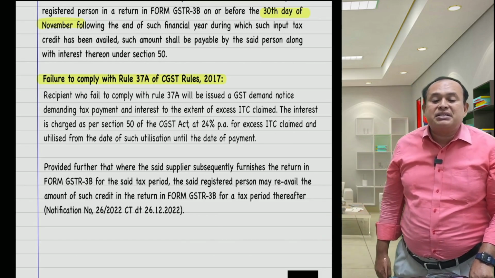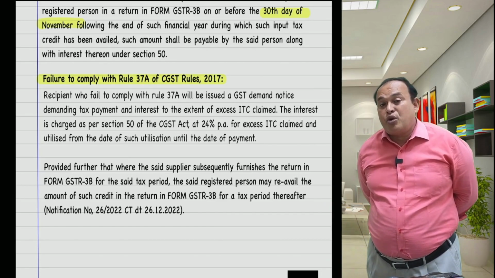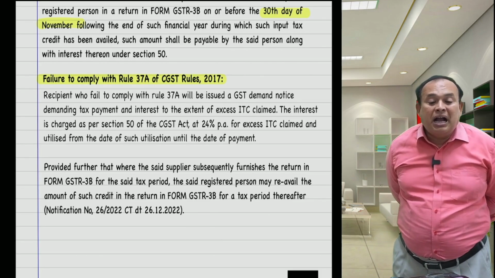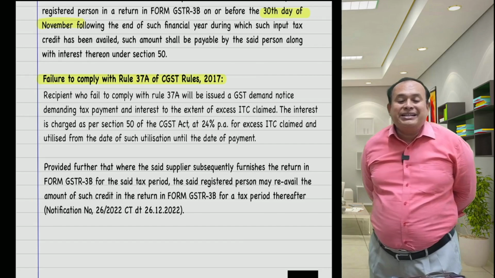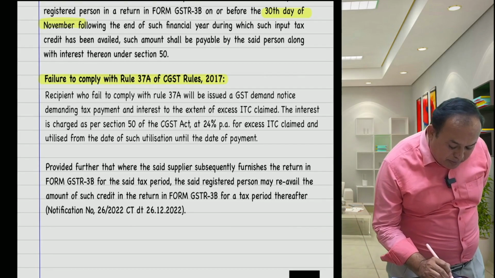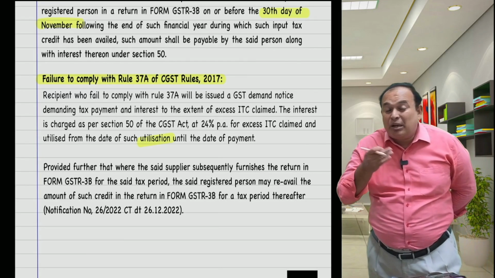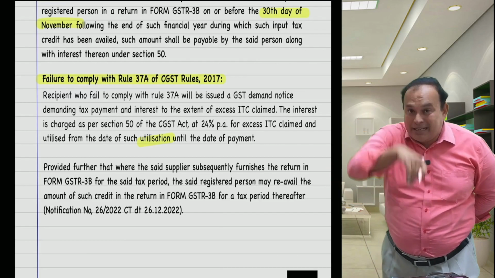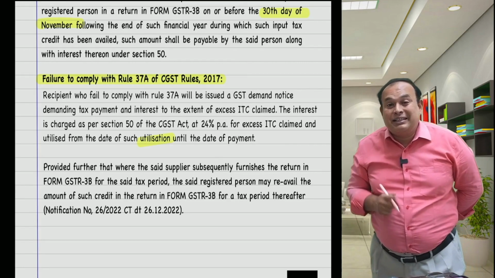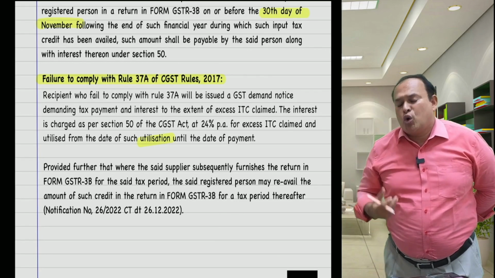The interest is charged as per Section 50 of the CGST Act at the rate of 24% per annum for excess input tax credit claimed and utilized, from the date of such utilization until the date of payment. Now, what is the point of utilization of input tax credit? We have a clear explanation in Rule 88B of the CGST Rules.